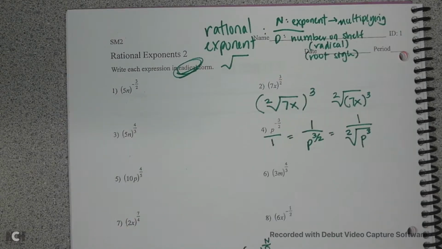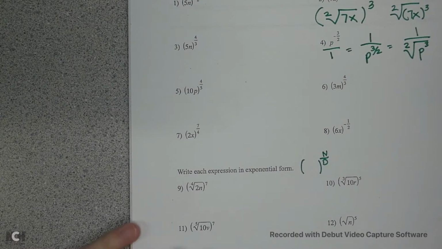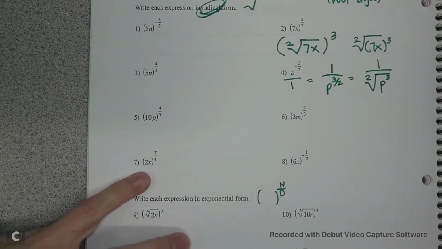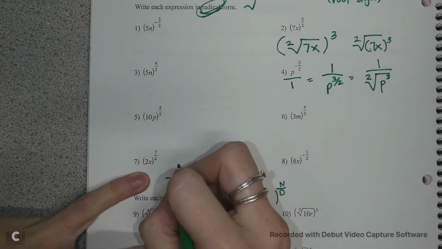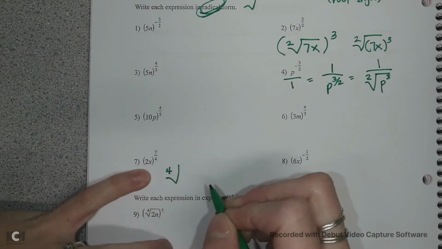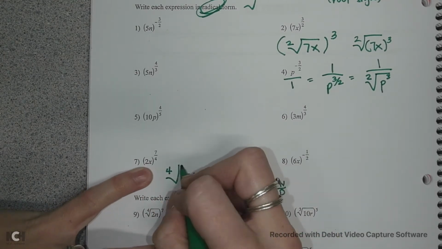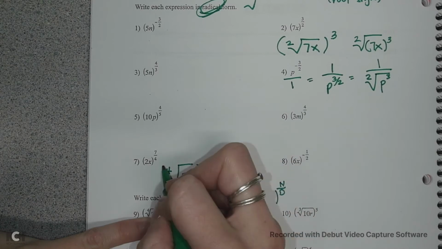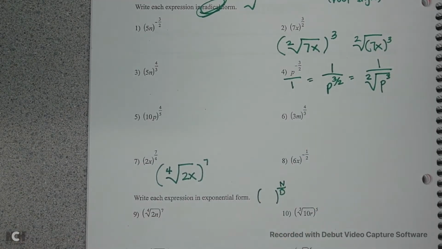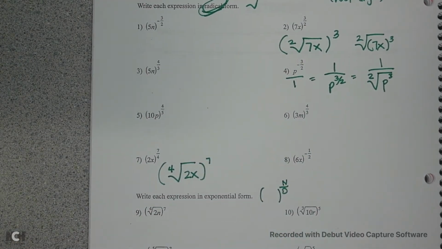Let's see. Oh, be careful on number 7. Again, just like we did on number 2, you have to make sure you include both of these items. It's a 4 that sits on the shelf this time, and both items go on the inside of your radical, and then to the 7th. I feel like that's the easiest way to write them, but it's up to you.